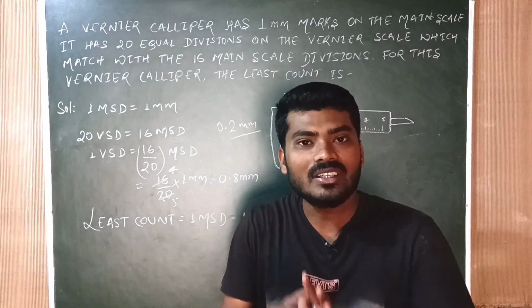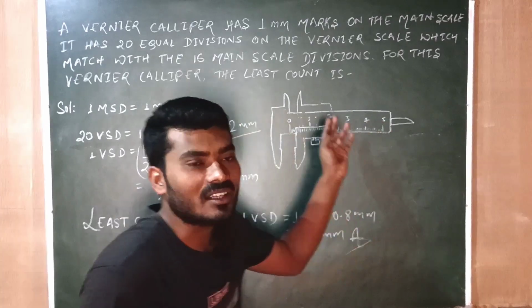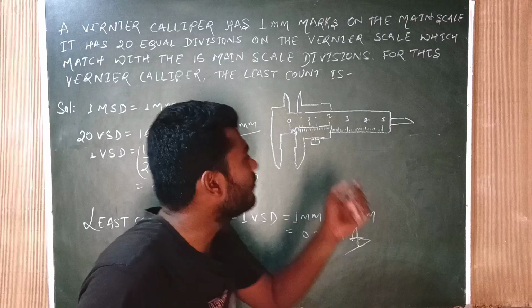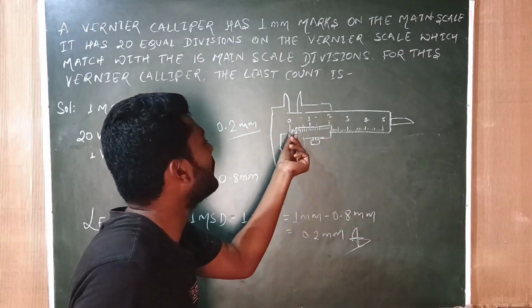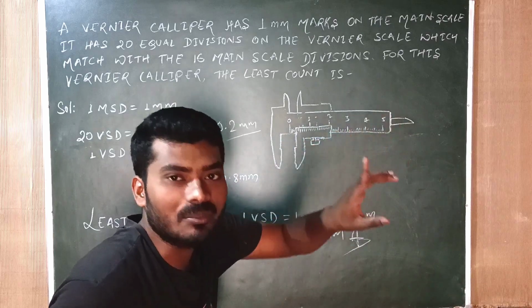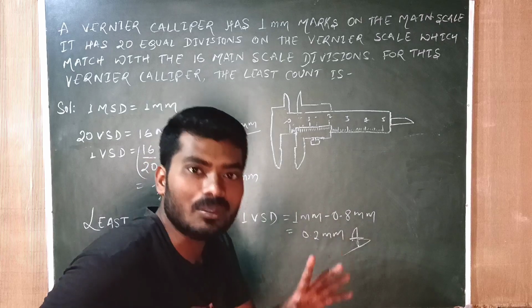It means that the vernier caliper consists of two different types of scales. The first one is the main scale and the other one is the vernier scale. So the minimum marks means the minimum distance that can be measured with the help of this main scale is 1 millimeter. The difference between 0 and 0.1 is 1 millimeter.